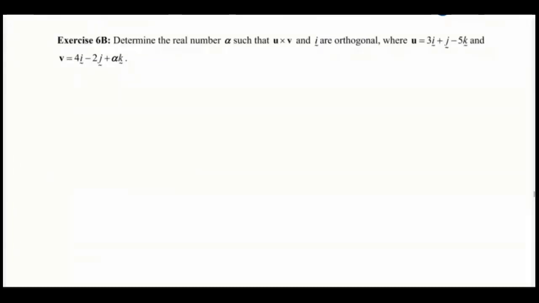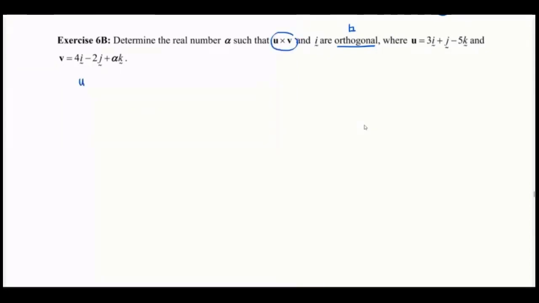Okay, so today we continue with chapter 5. Before we proceed with 5.4, I would like to discuss exercise 6B. So 6B, we have to determine the real number alpha such that U cross V and I are orthogonal. As I told you before, orthogonal, in another word, means perpendicular. So you have to find U cross V first.